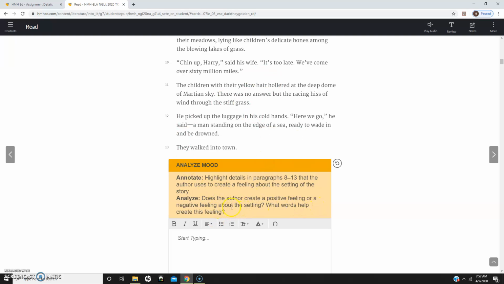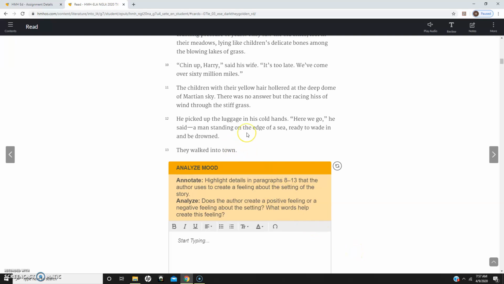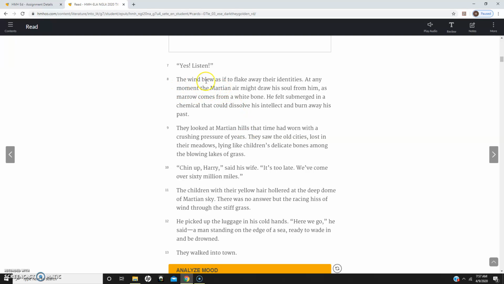So I'm going to look at my question. It gives me an idea when I go back up into my paragraphs. Does the author create a positive feeling or a negative feeling about the setting? What words help create this feeling? It's all about mood. So I'm going back up to paragraph 8. Like I said, paragraph 8 has a lot of figurative language. I'm going to highlight this part of the sentence: air might draw his soul from him. Think about that mood as I'm highlighting this. Also another one: he's submerged in a chemical that could dissolve his intellect and burn away his past. I'm going to highlight that too.